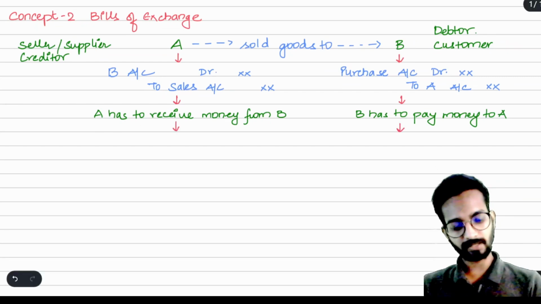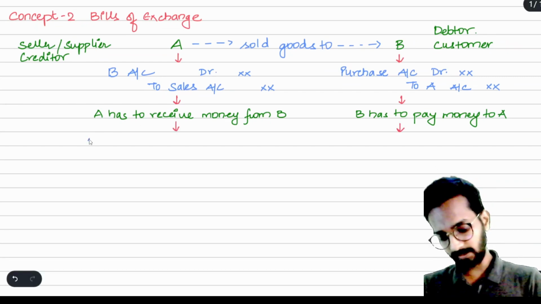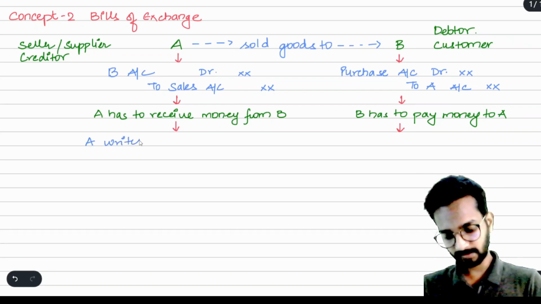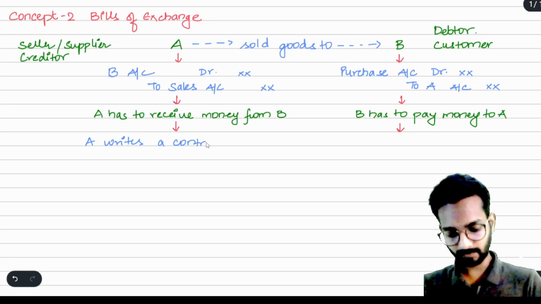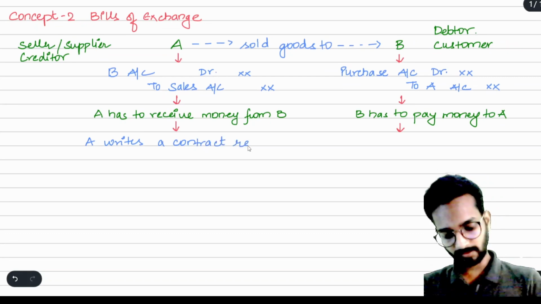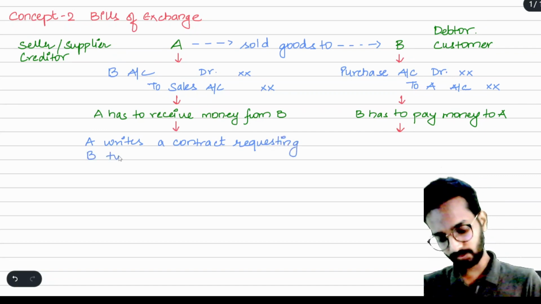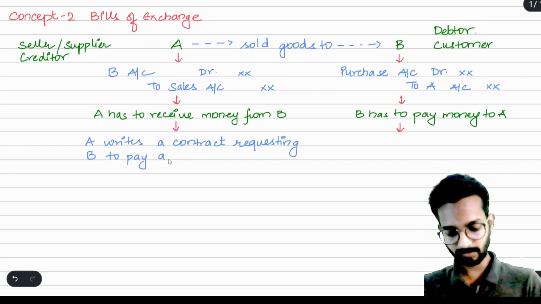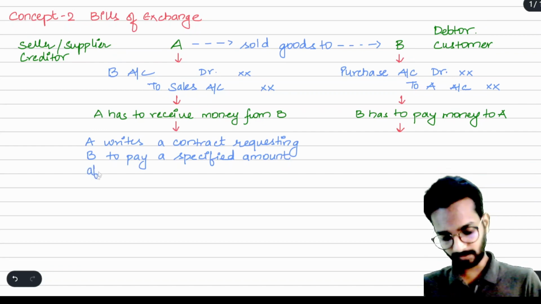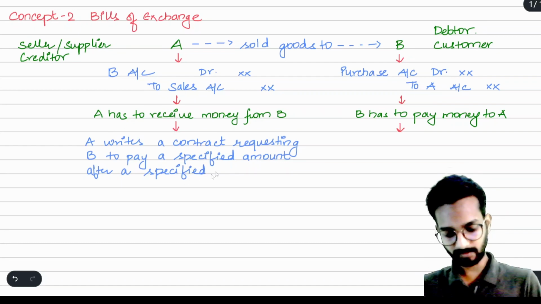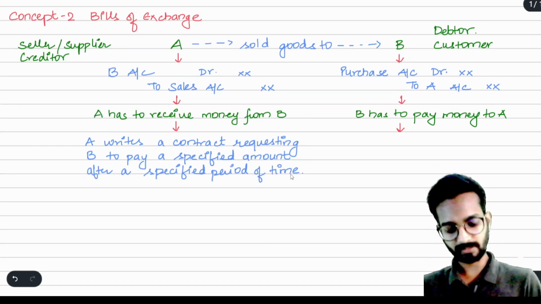See, understand this very carefully. A writes a contract requesting B to pay a specified amount after a specified period of time. Now we have to understand this.